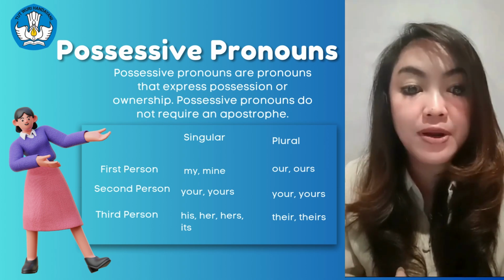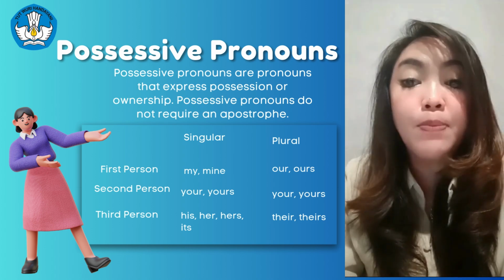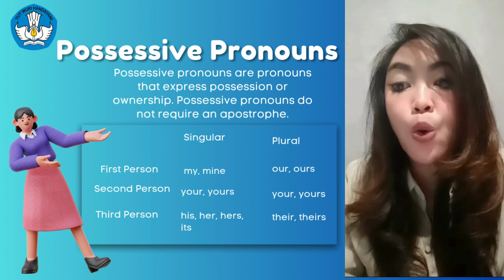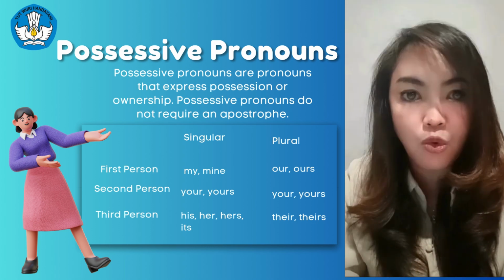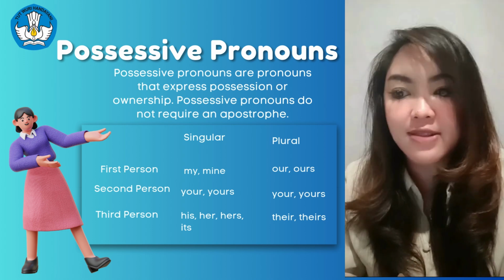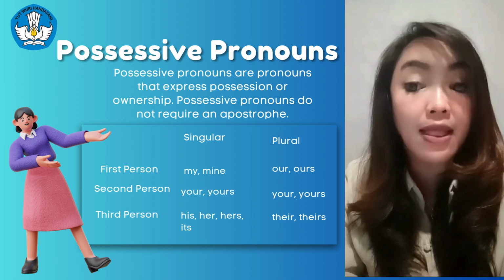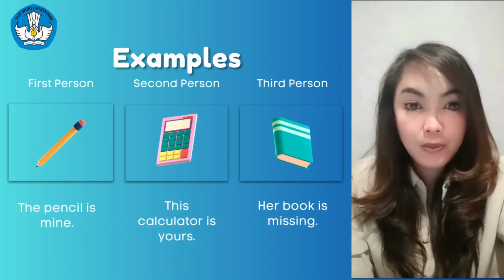Okay, for the first person, for the singular, we have my and mine, while the plural, we have our and ours. For the second person, we have your and yours, while the plural, you have your and yours also. In the third person, in the singular, we have his, her, hers, and its, while in plural, we have their and theirs. Now, for the examples.